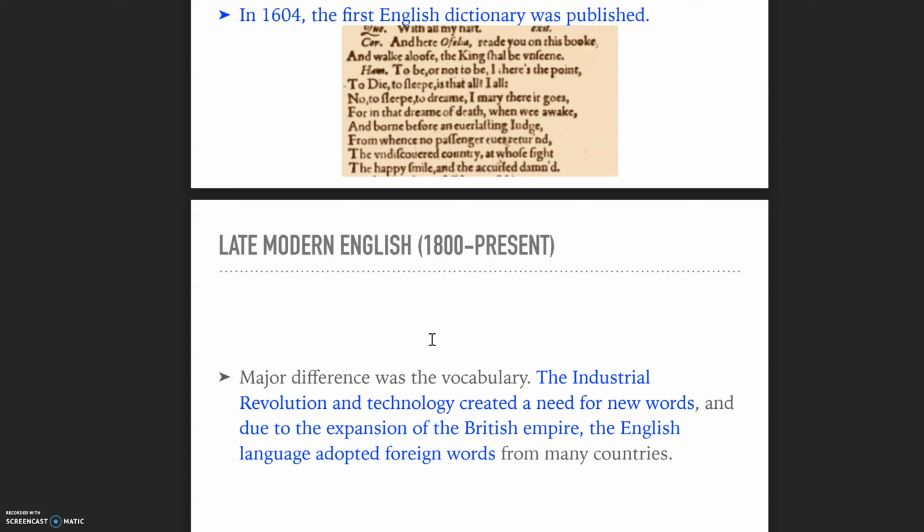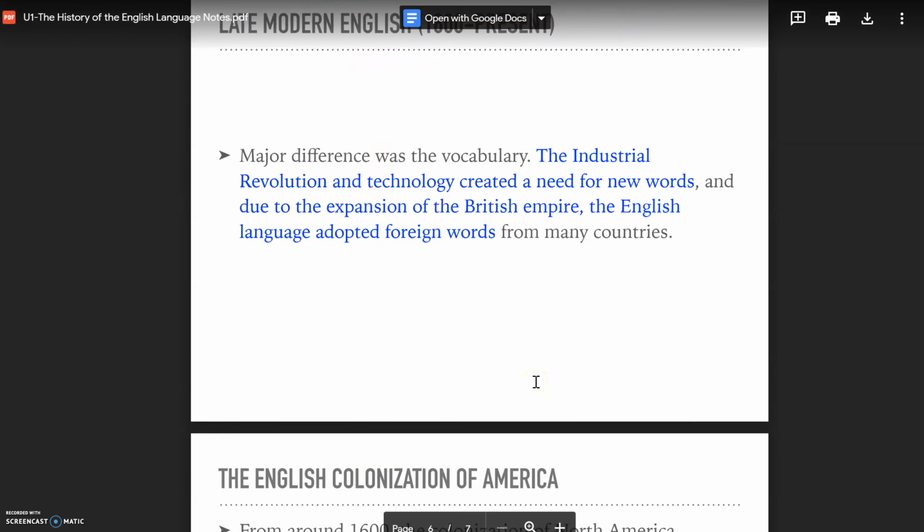Also, the British Empire kind of went on a world tour, as you saw in The History of English in 10 Minutes. They started expanding and bringing other countries and other places into their empire, and as a result, when that happens, we adopt foreign words into the language from all these different countries.